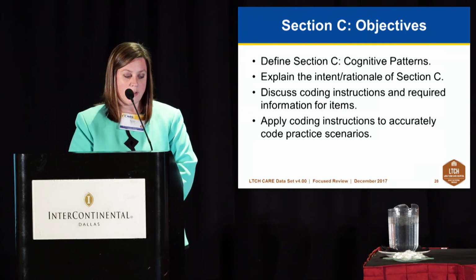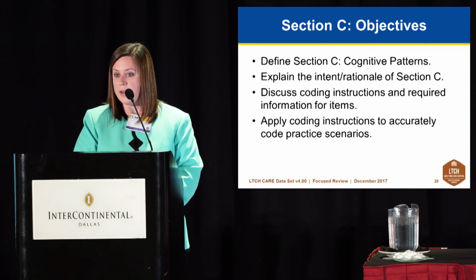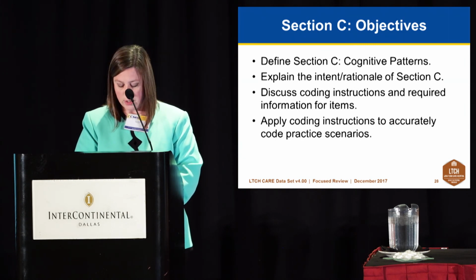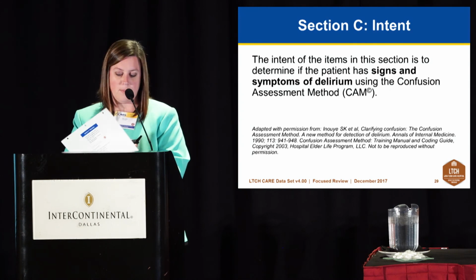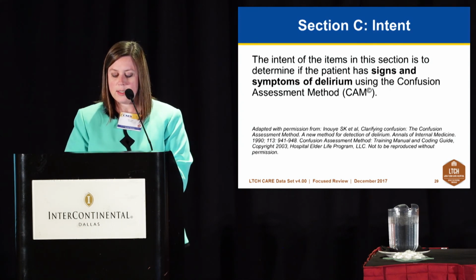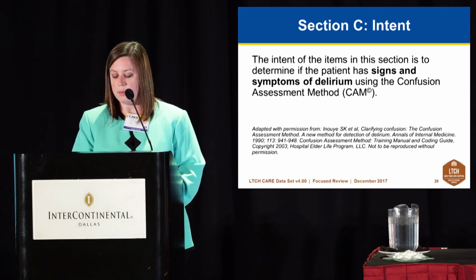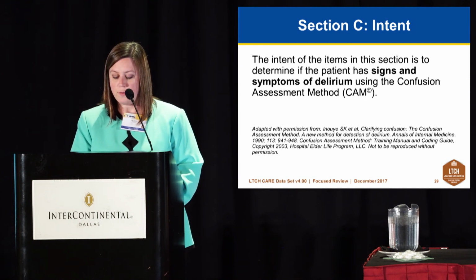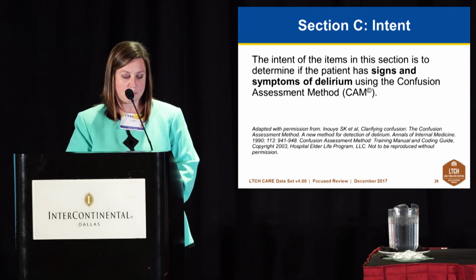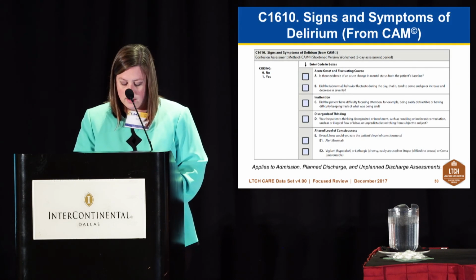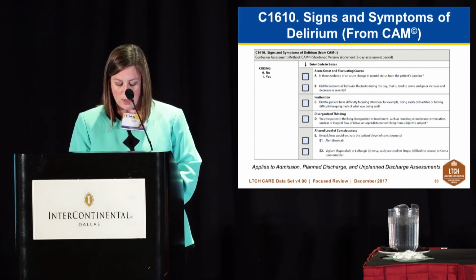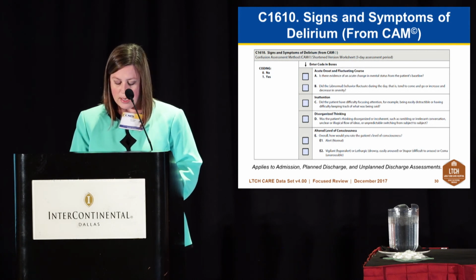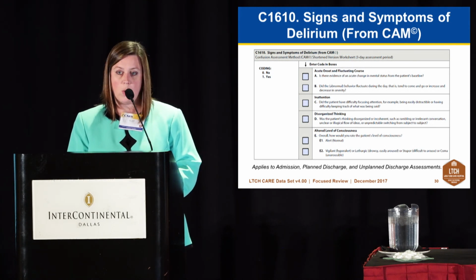So in this section, we're going to define section C and explain its intent and rationale. We'll discuss coding instructions and required information for the items, and we'll apply the coding instructions to accurately code practice scenarios. Section C is intended to determine if a patient has the signs and symptoms of delirium using the Standardized Confusion Assessment Method, or CAM. The section on the LTCH CARE Data Set has a shortened version of the CAM to guide the user to complete all requirements. It includes A through E for completion, with yes/no responses required for each.